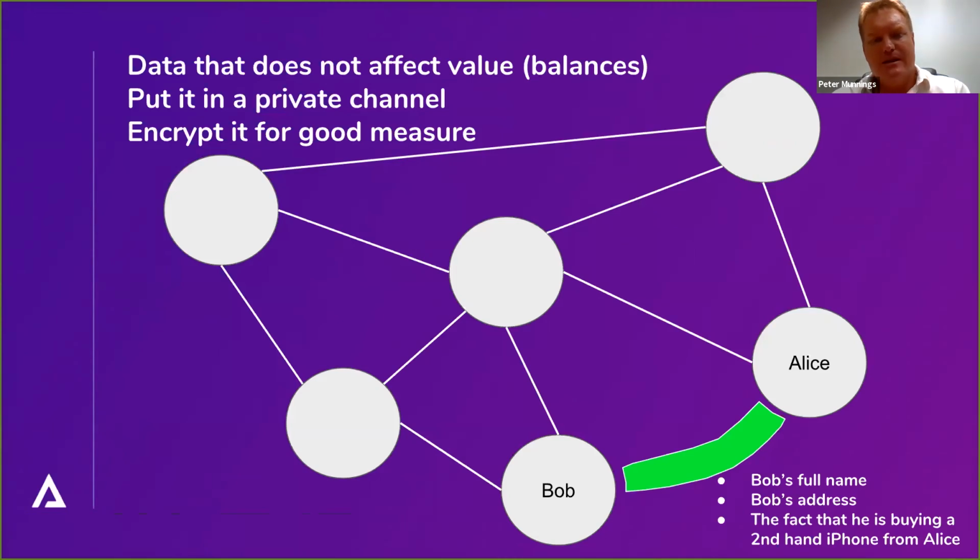And so non-value related data on a blockchain, the best way to do it is to pop it on a private channel and communicate it just between the counterparties who need to see that data. The rest of the network just has no idea that it's even there. There's no way that they can decrypt it because they physically just don't have access to that data.